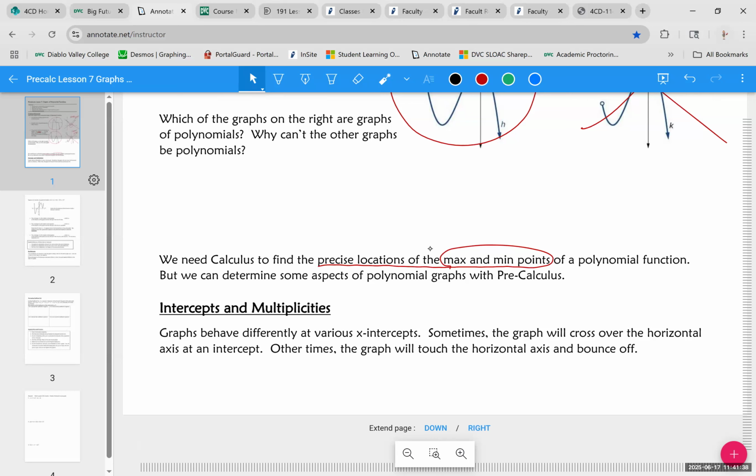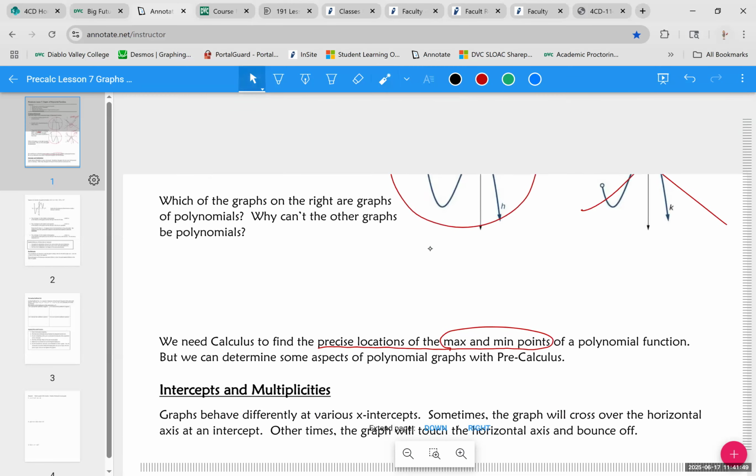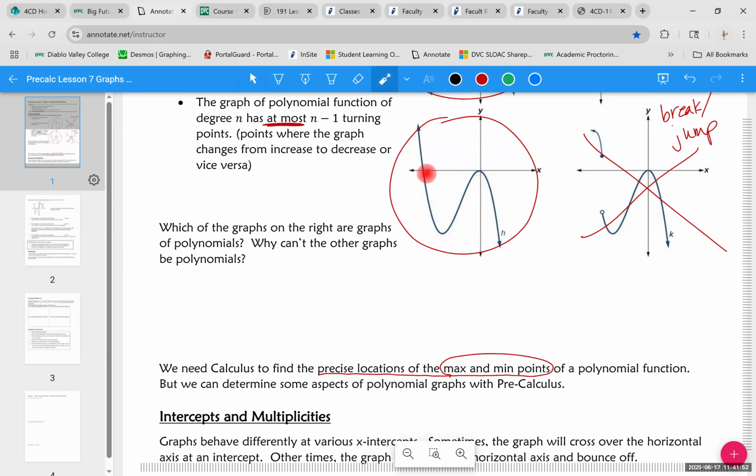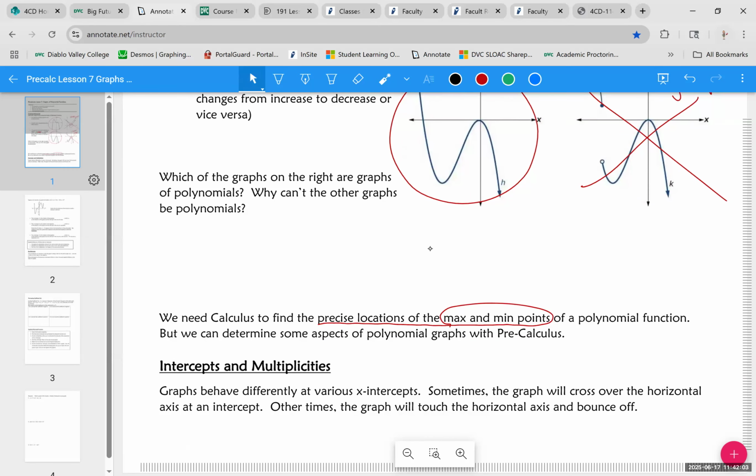Okay, so let's start with intercepts. What we're going to be talking about specifically are x-intercepts in this section. So graphs do behave differently at various x-intercepts. Sometimes your graph will cross. Here's a graph with an x-intercept right here, and the graph is just crossing from one side of the x-axis to the other side. That's a common thing that happens. Other times, the graph will touch the horizontal axis and bounce off, which is what's happening right here. You can see that it comes up, it does have an x-intercept, but it doesn't cross to the other side, it bounces back down.